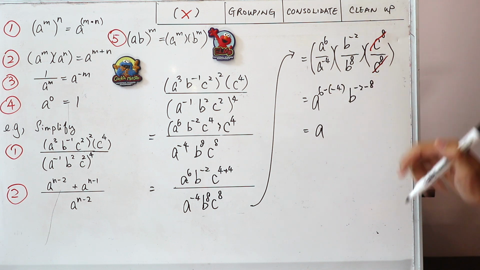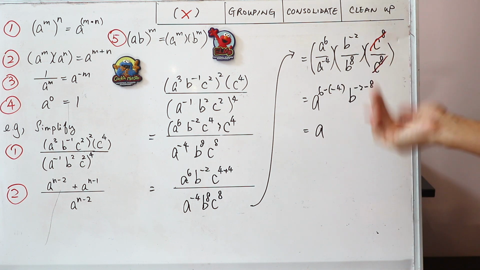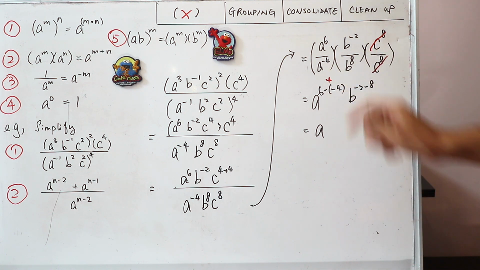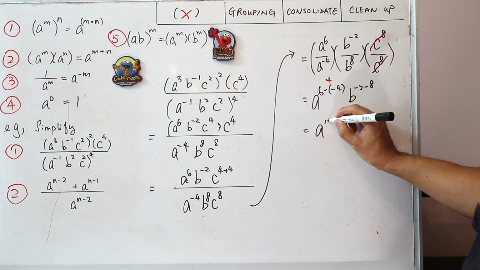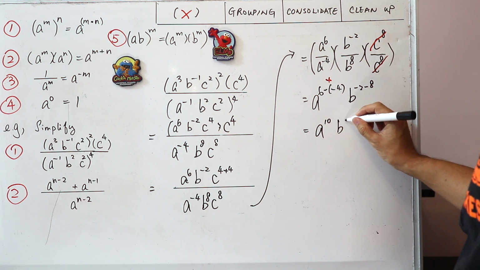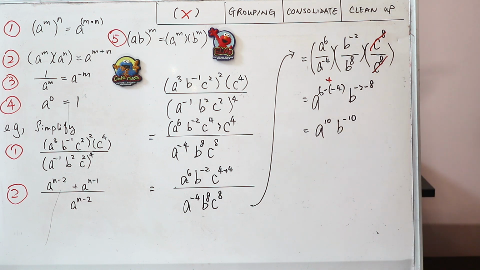Okay? So it's some simple mathematics operation now. 6 minus minus 4. Minus minus double negative means plus, right? So it becomes 6 plus 4. So it's a to the power 10. How about b? Minus 2 minus 8. So that's minus 10. Okay? So we have finished our third step, consolidation. Now we move on to our fourth step, clean up.